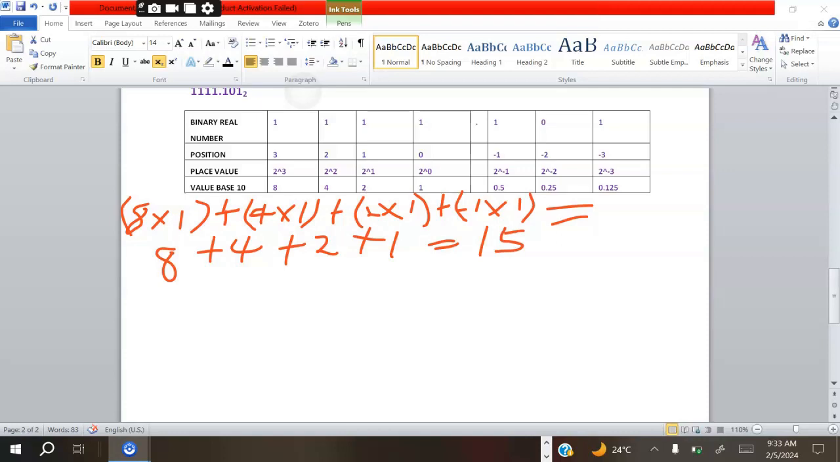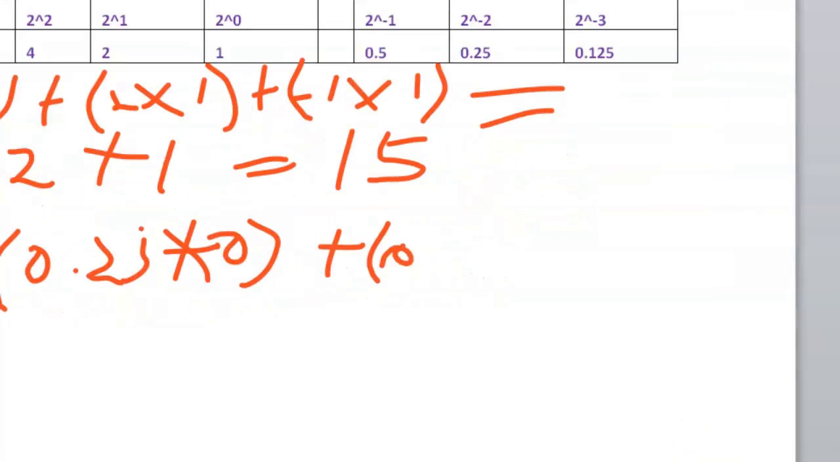Okay, let's move now to the fractional part, which is 0.5 multiplied by 1, plus 0.25 multiplied by 0, plus 0.125 multiplied by 1.